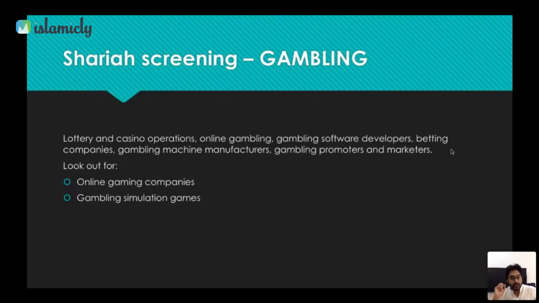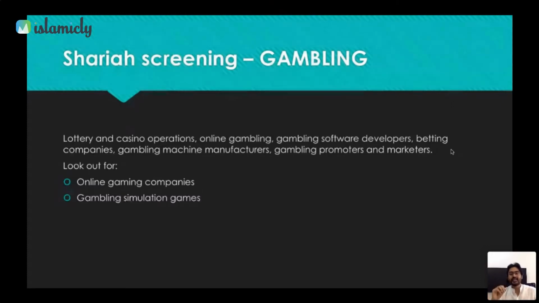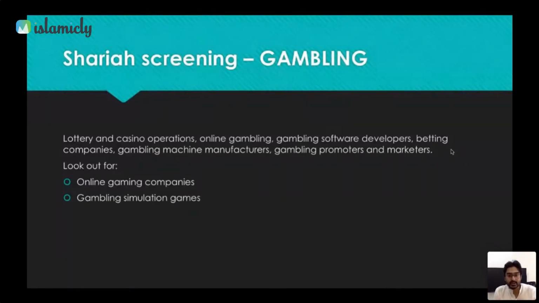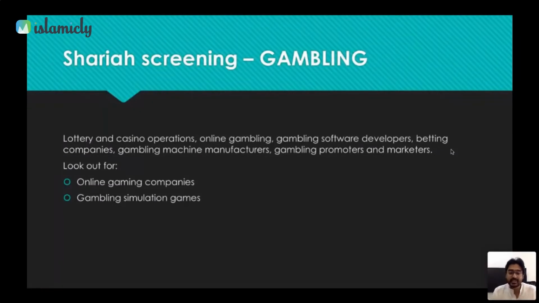The Shariah committee was asked this question: are gambling simulation softwares or gambling simulation games considered non-permissible? And they said yes, they are considered non-permissible for the sheer fact that these games are more likely to prepare the user to go ahead and probably gamble for real. So it is serving absolutely no economic purpose. It is serving no entertainment purpose, from a halal entertainment perspective.